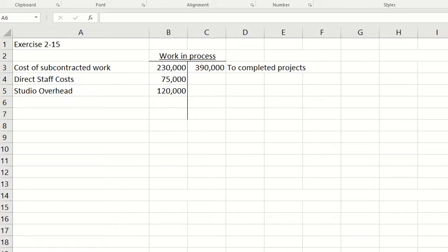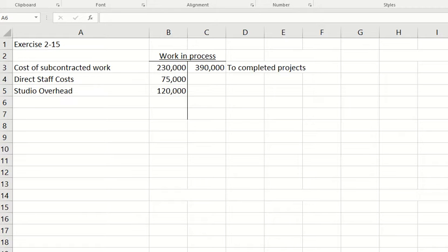So this exercise is a little bit tricky, but definitely doable. Compute the predetermined overhead rate that was used in January. Complete the following job cost sheet for the partially completed Lexington Garden project. So those are our objectives.